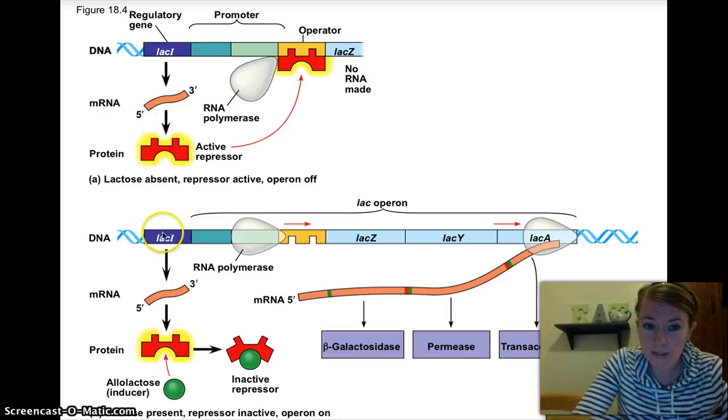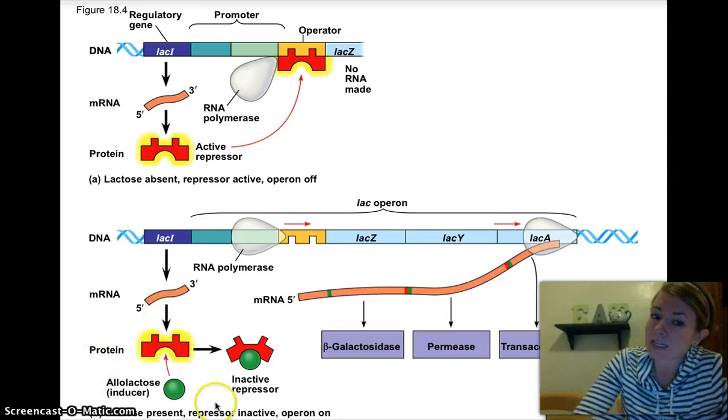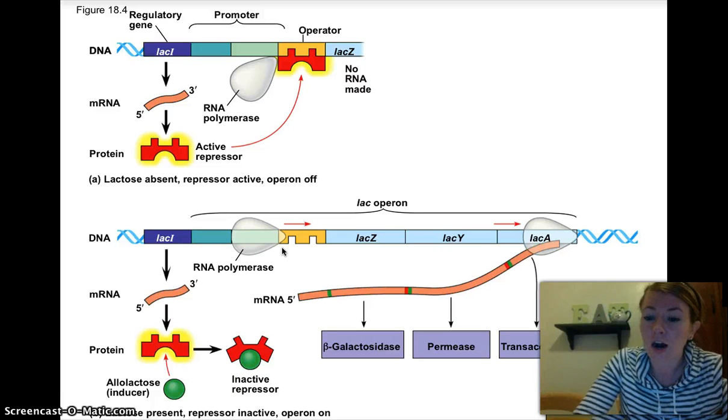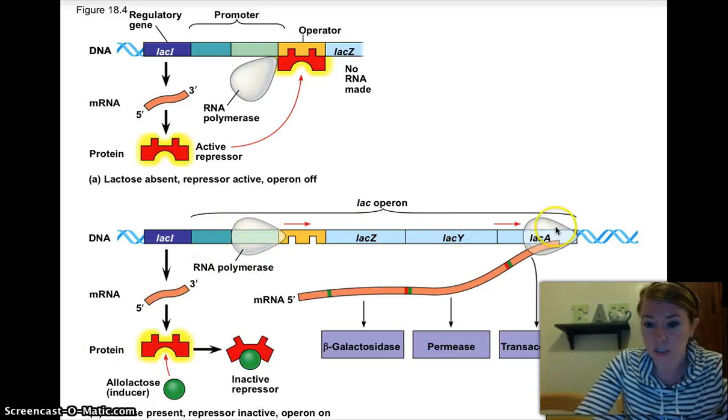So with no lactose, the repressor is on. With lactose, the repressor is off because lactose binds to the repressor, changes its shape, and it cannot fit into the operator anymore. Okay, so we turned off the repressor. It's no longer repressing. So now RNA polymerase can bind to the promoter and it will make these genes. It will transcribe the genes for lactose.